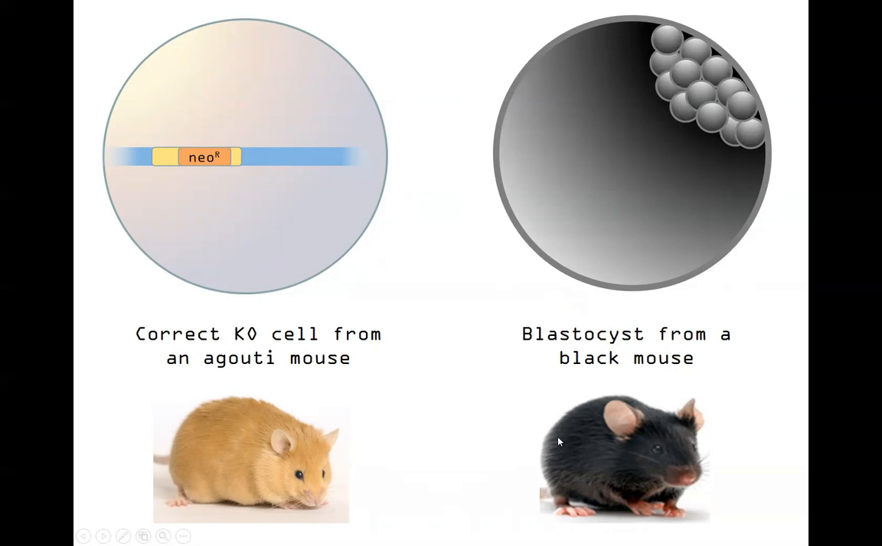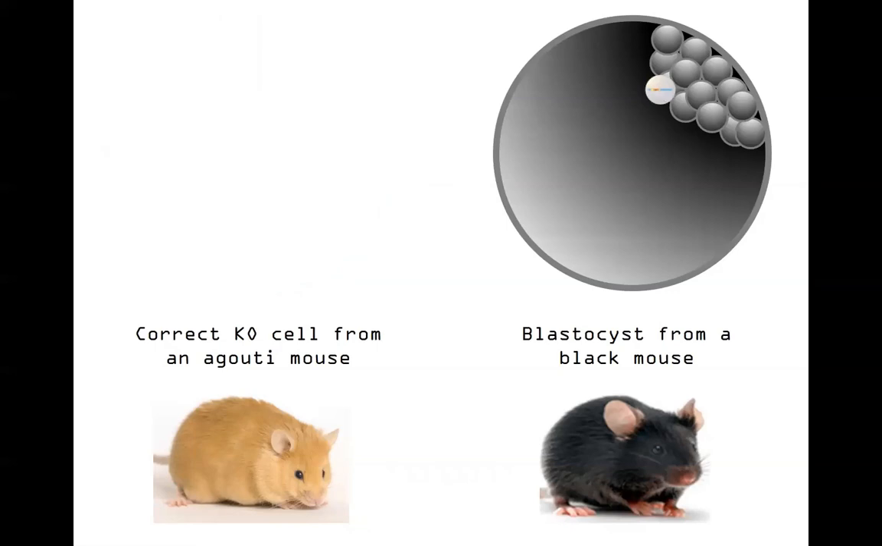And so we've got now our black mouse. We take a blastocyst from it. It's started to develop. And we just drop this into our blastocyst, okay? So there they go. And we let it kind of keep dividing, okay?